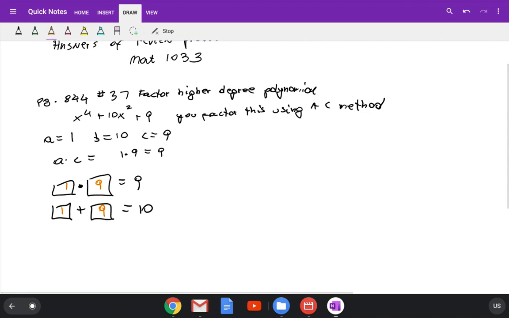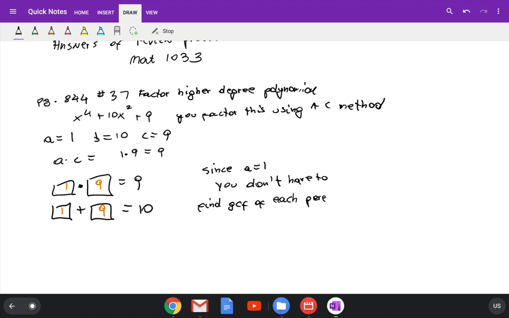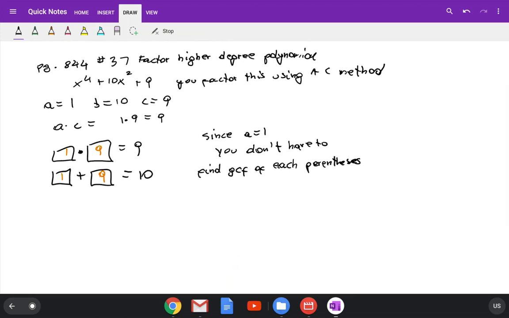Okay, so next you create two parentheses. This is an easy case. Since A is equal to 1, you don't have to find the GCF of each parenthesis, because that GCF is equal to 1. So you're going to create two parentheses, okay? And look what happened.